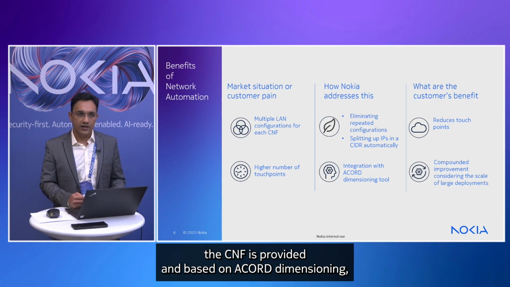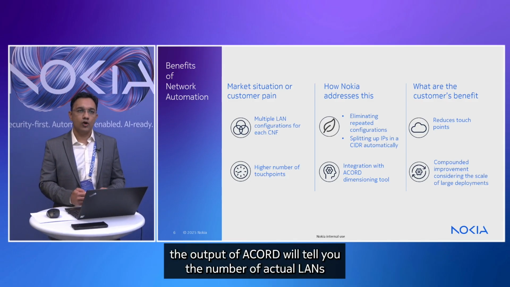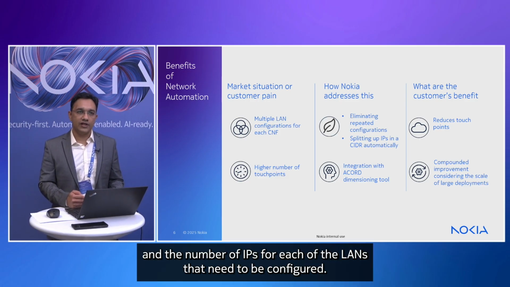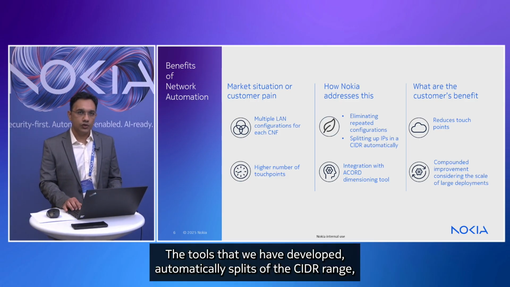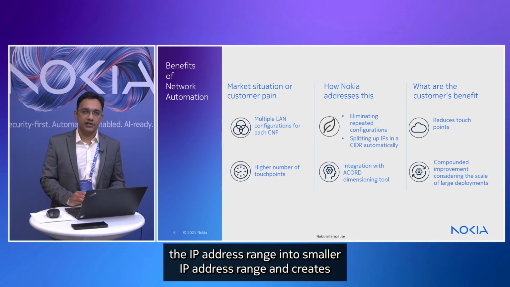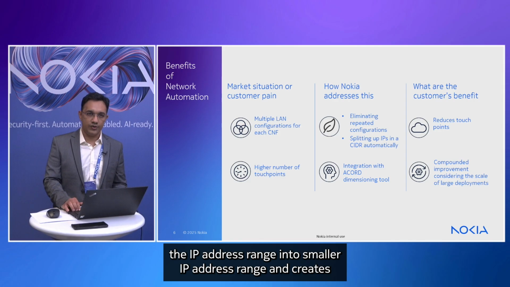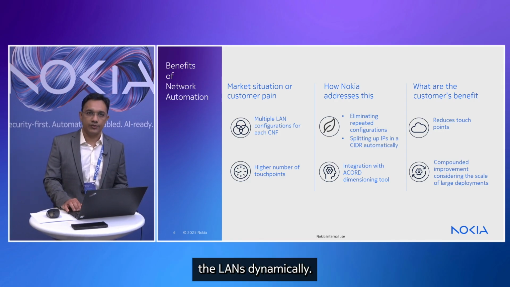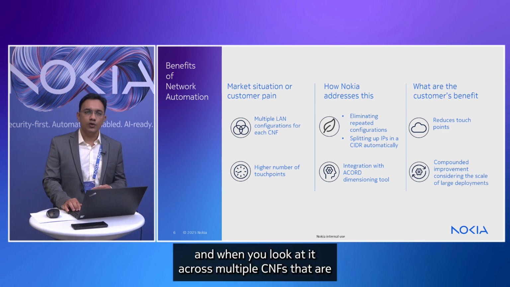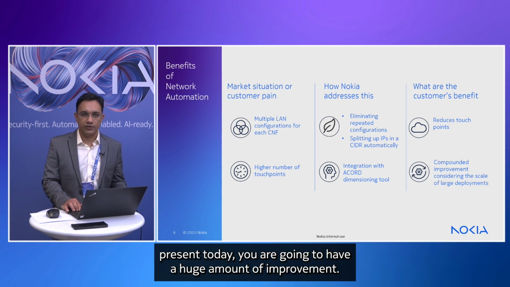the entire IP range that needs to be used by the CNF is provided, and based on Accord dimensioning, the output of Accord would tell you the number of actual LANs that need to be configured and the number of IPs for each of the LANs that need to be configured. The tool that we have developed automatically splits up the CIDR range, the IP address range, into smaller IP address ranges and creates the LANs dynamically. This reduces the number of touch points, and when you look at it across multiple CNFs that are present today, you are going to have a huge amount of improvement.